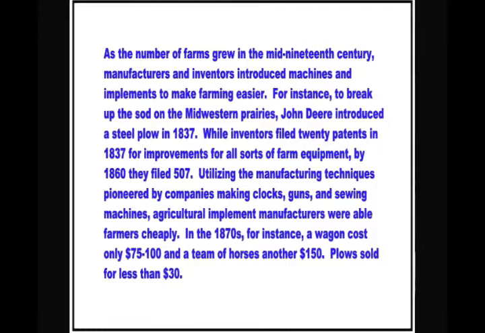Utilizing the manufacturing techniques pioneered by companies making clocks, guns, and sewing machines, agricultural implement manufacturers were able to produce large quantities of farm equipment and sell it to farmers cheaply. In the 1870s, for example, a wagon cost only $75 to $100, and a team of horses another $150. Plows sold for less than $30.